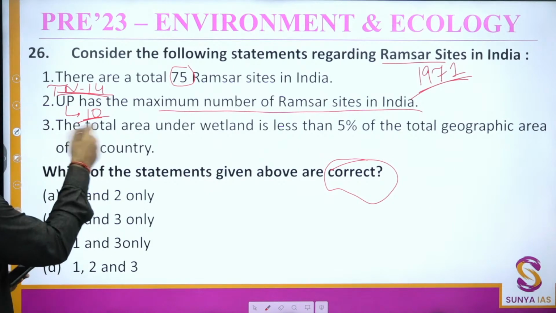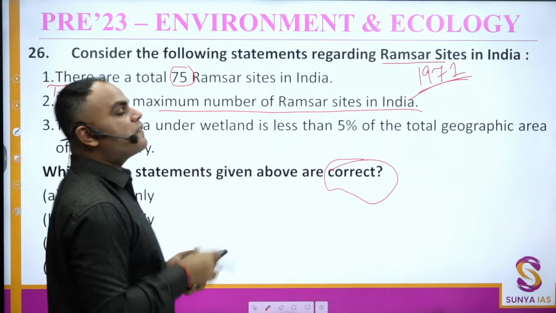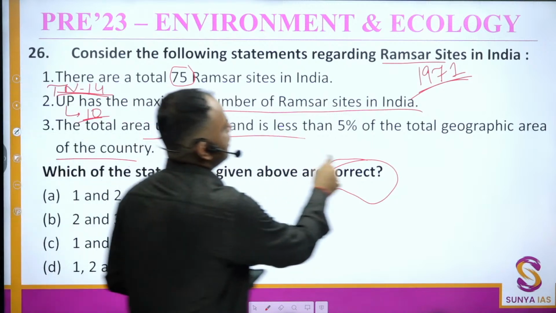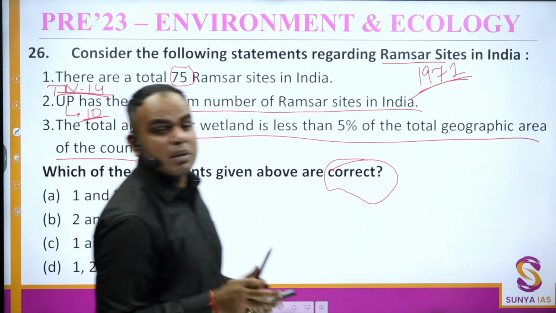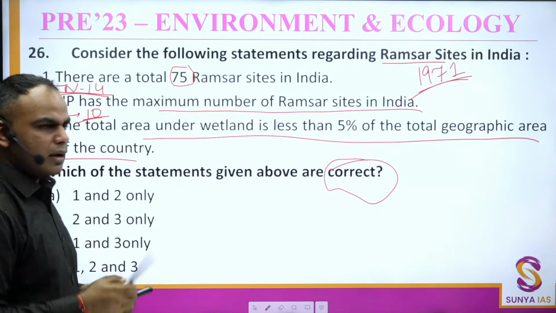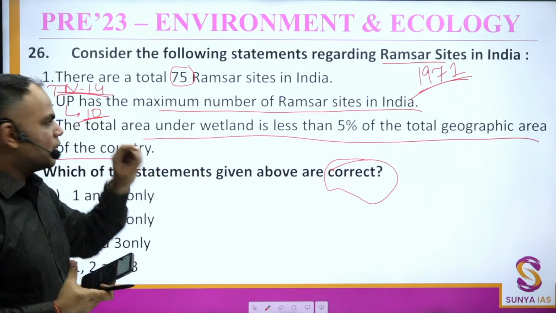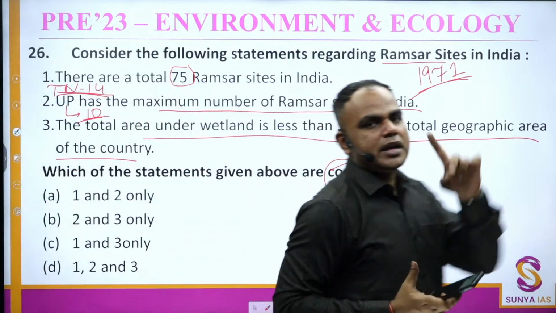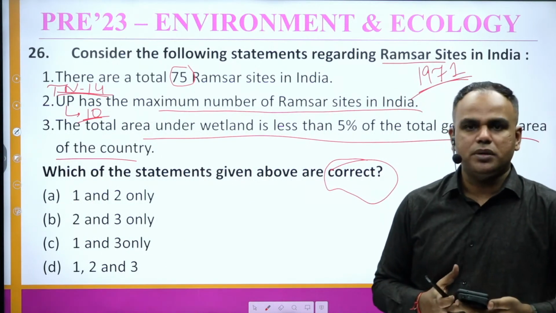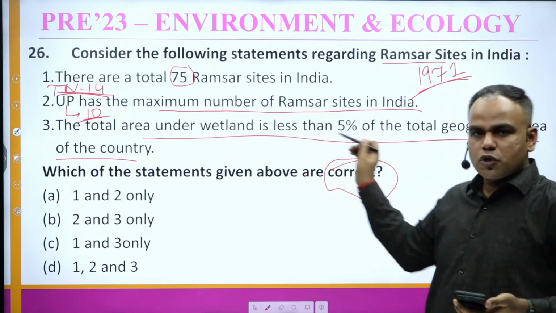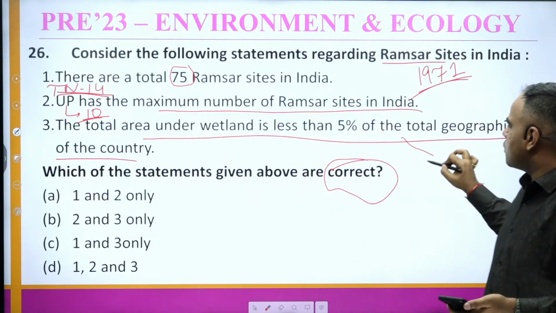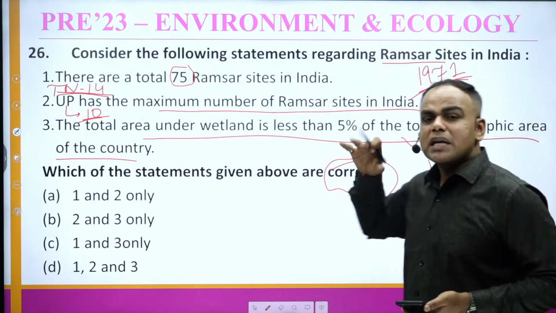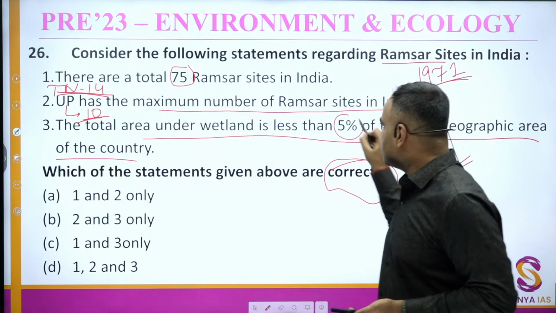Total area under wetland is less than 5% of the total geographical area of the country. Maybe some of you got confused here, but this is actually true. In this test, I've tried to include some of these factual details. For example, some factual detail I also asked you in the forest survey report, and also this. So yes, this is true, and by the way, it is around 4 point something percent. Don't remember that. Just remember that the total area under wetland is less than 5%.